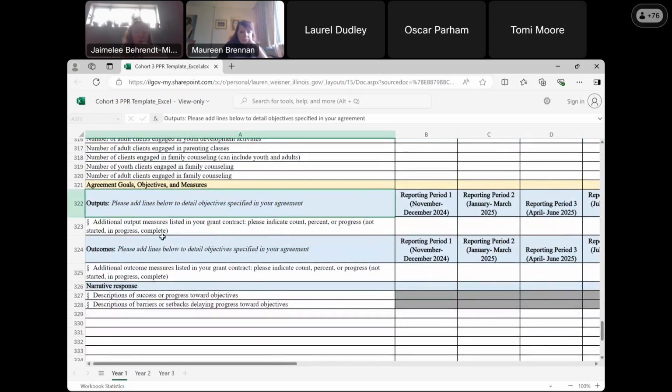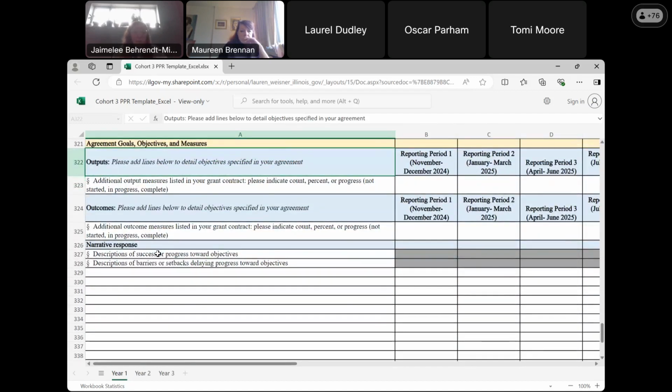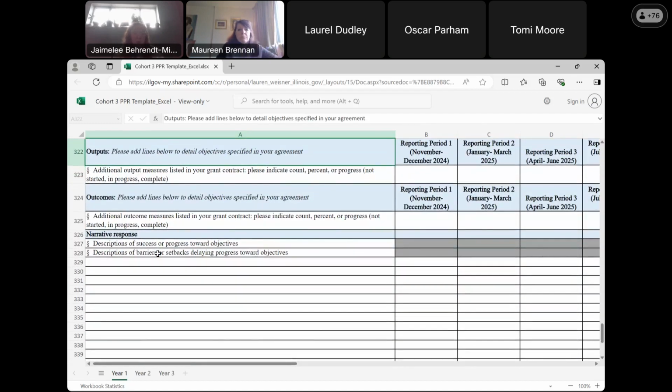And so we have outcomes and outputs in here. And then as Maureen described before, we also have this narrative response section. And so we do want to understand the description of success towards your objectives, right? Where have you all been doing really well in the past quarter, and what does that mean? And then if you've encountered any barriers or setbacks that are really delaying your progress, explain what that means and what that looks like to you.